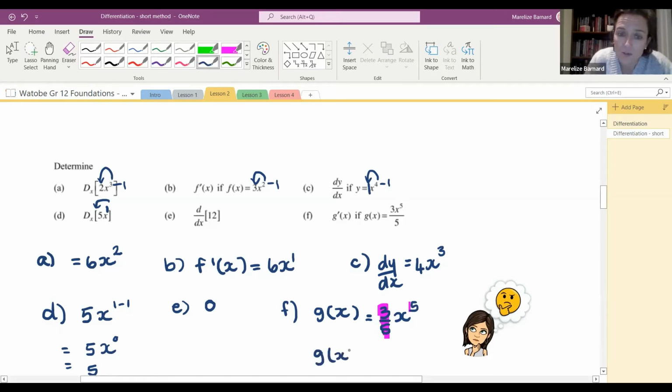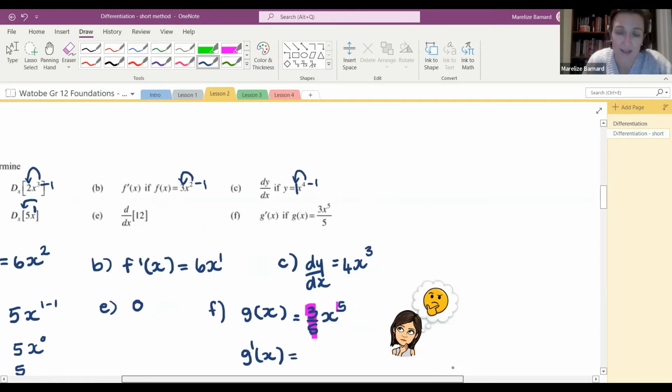Notice that I'm still not writing over here in this first step. I'm still not writing the derivative. I'm going to write the derivative now, g dash x, because I'm going to differentiate now. So only when you differentiate do you write that down. So 5 times 3 over 5, you can do that on your calculator, no need to do that in your head, but 5 times 3 over 5 is going to give you 3. And then we are going to subtract 1 from 5. So that is x to the power of 4.